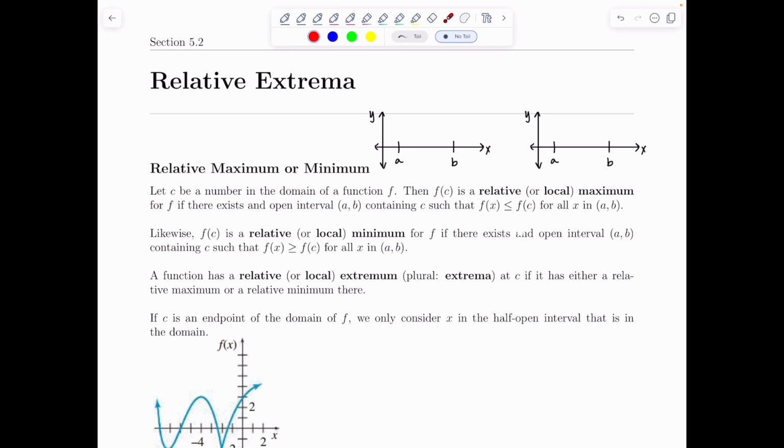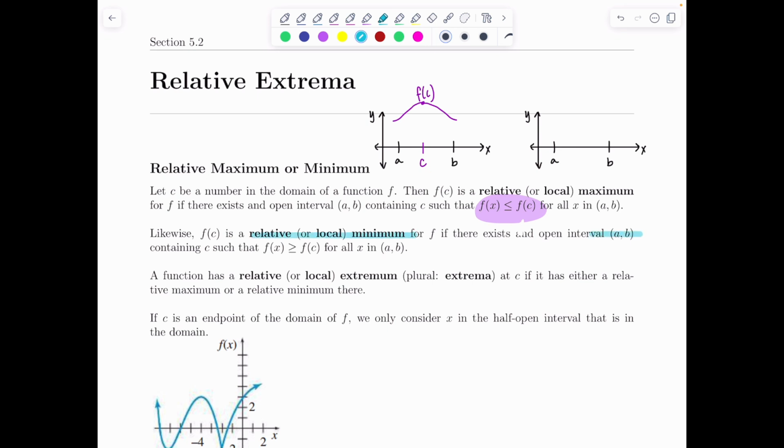So on some interval from a to b, we have this x value, c. It has to be in the domain of f. And then maybe the easier way to read this inequality is that f of c is greater than or equal to f of x. So the function value f of c, let's say it's right here, is greater than or equal to all the function values on that interval from a to b. And when you're looking at this, probably you go, oh yeah, that makes sense. That's a local max. Some books use the word local, other books use the word relative. Same thing.